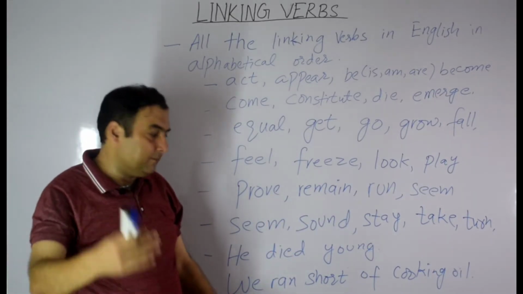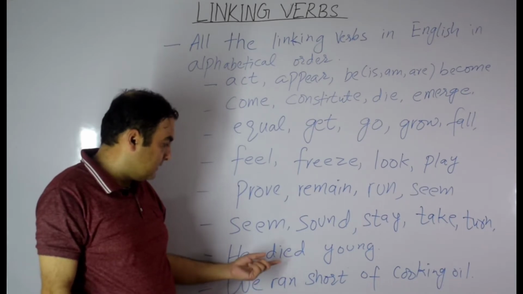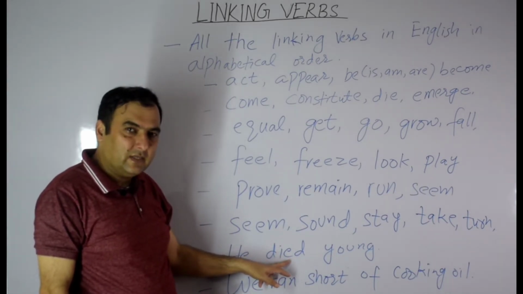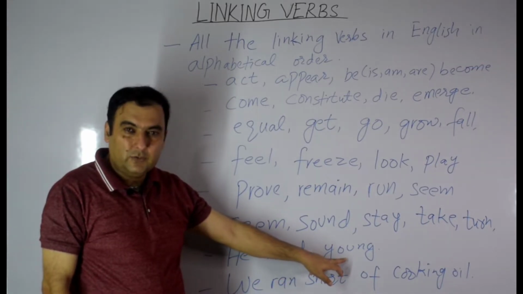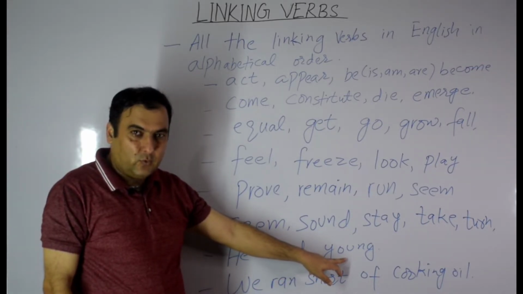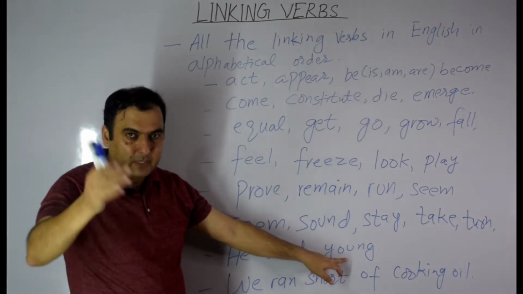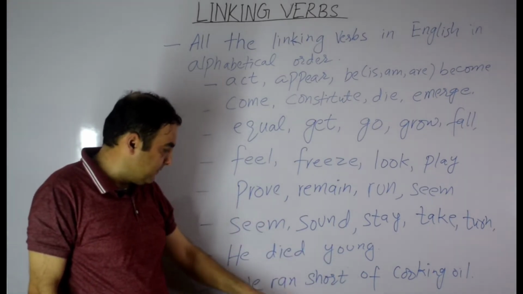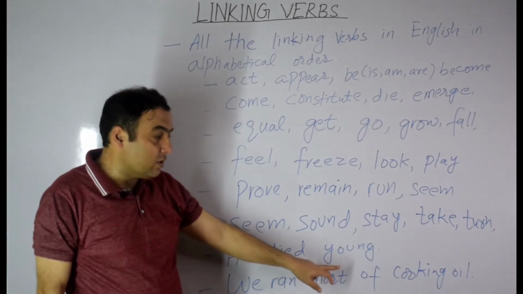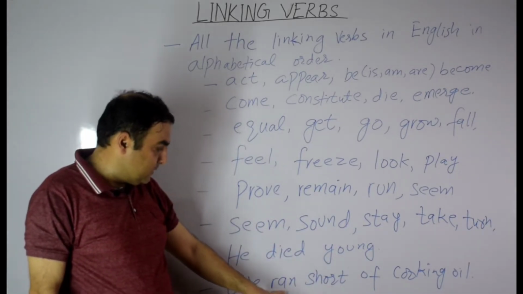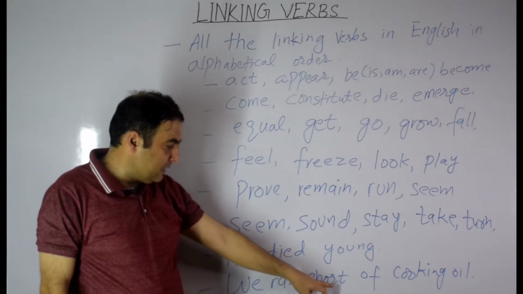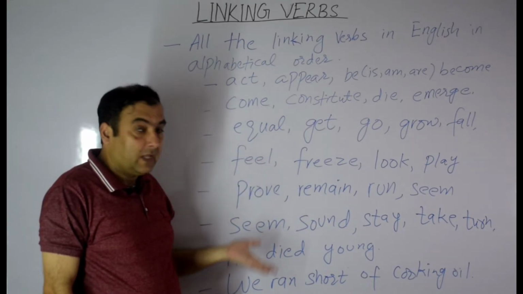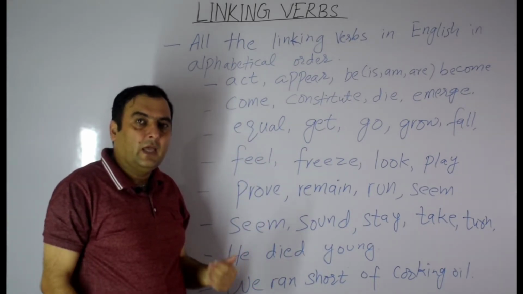And two example sentences. For example, he died young. So we see here, die is an intransitive verb, but can be used as a linking verb as well. Somebody died young, for example. He died old, for example. Young is an adjective. And we ran short of cooking oil, for example. So ran is the linking verb, and short is the adjective. So a pretty detailed list.